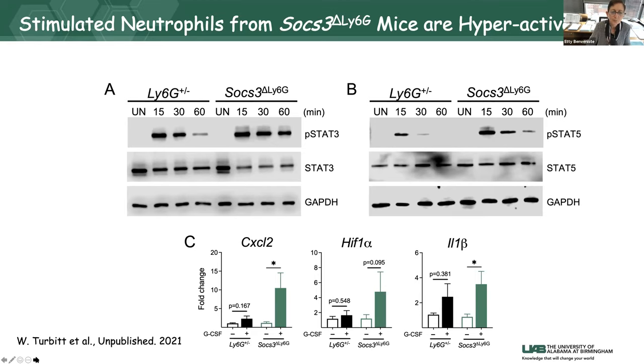And I think what you can appreciate in panels A and B is that there is heightened activation of both STAT3 and STAT5 in neutrophils lacking SOX3, which is sustained over time. In addition, the neutrophils lacking SOX3 produce significantly higher levels of CXCL2, HIF1 alpha, as well as IL-1 beta.